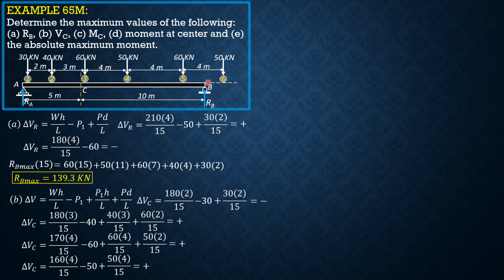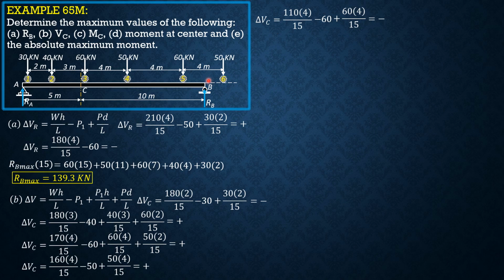These are the two remaining loads. So W is 110, 60 plus 50. P1 is 60. So 110 times 4 over 15 minus 60. Then plus P1H over L plus 60 times 4 over 15. And it is negative. So let's evaluate two situations.